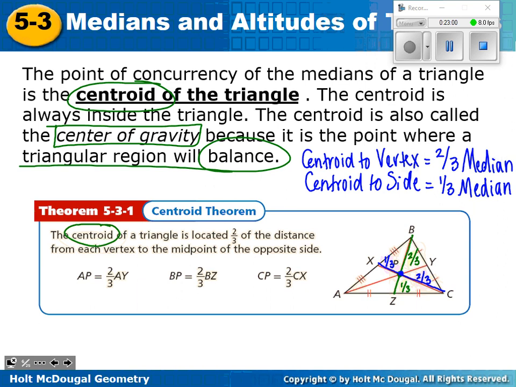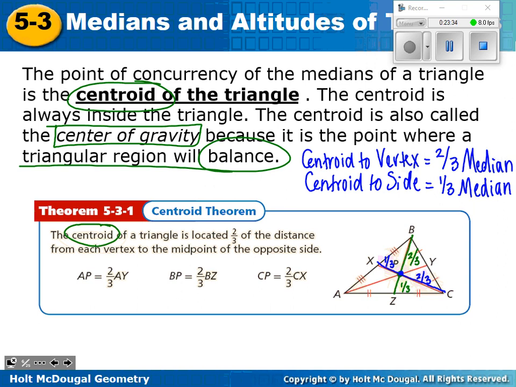Okay, so your centroid splits each median into two pieces. One of them is 1/3, one of them is 2/3. Centroid to vertex is the 2/3. Centroid to the side of the triangle is the 1/3. Let me give you an example. So median. Splitting it where they intersect is our centroid. Everybody with me up here on the board?